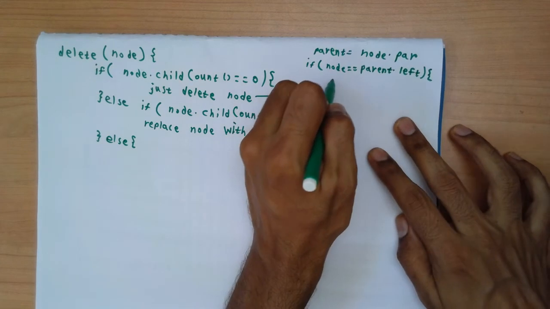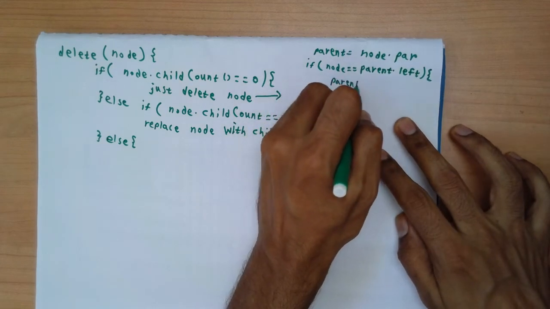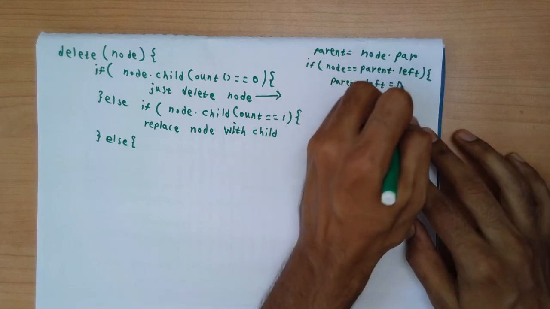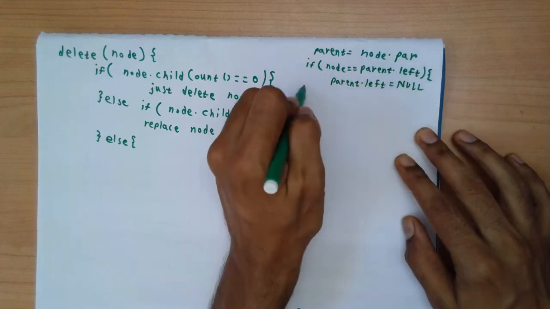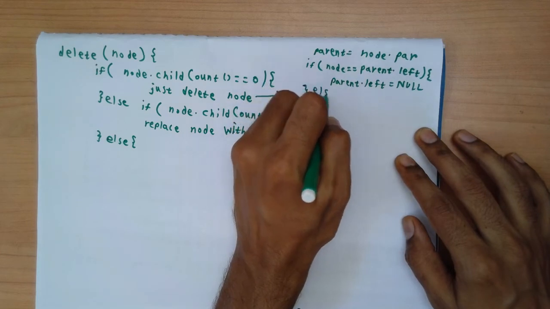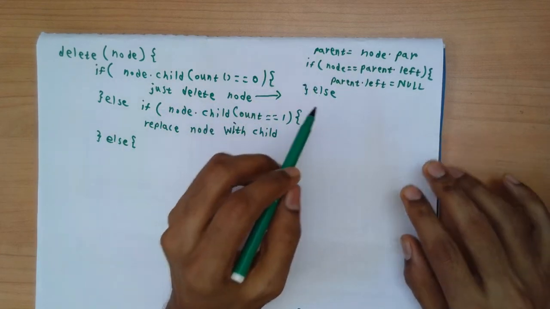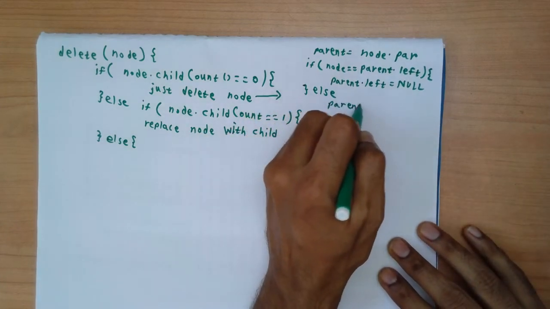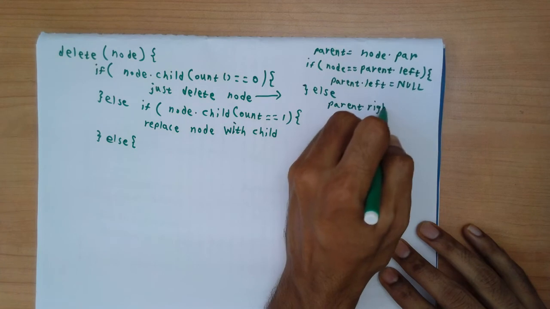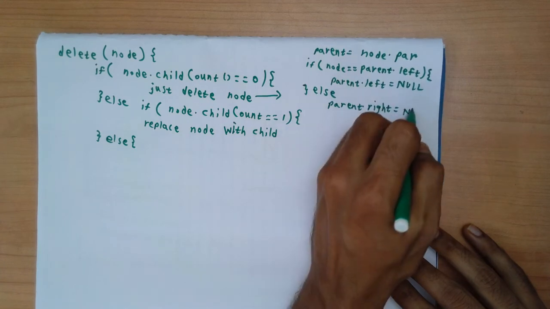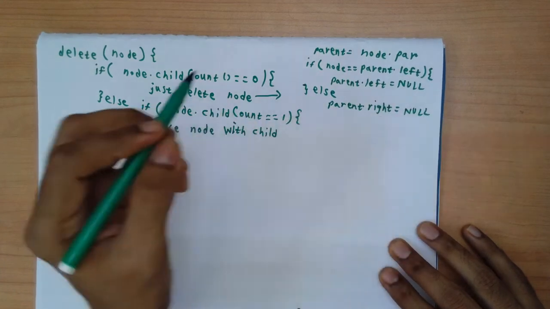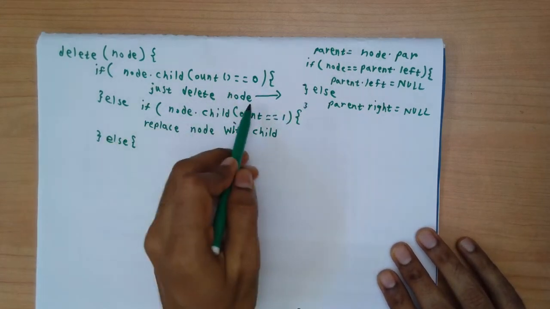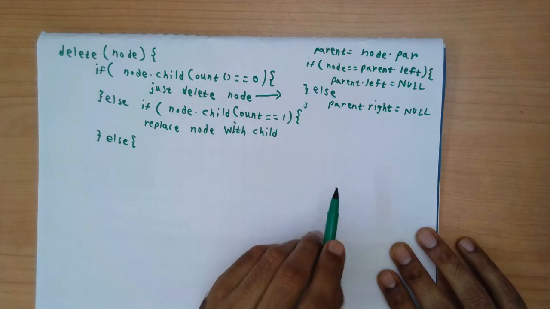I will say that now parent dot left is equal to null. Otherwise, I know that the node that I want to delete is the right child, and I will say that my parent dot right is equal to null. So that's the block I need to put in place here, and then of course I have to set the node dot parent equal to null.